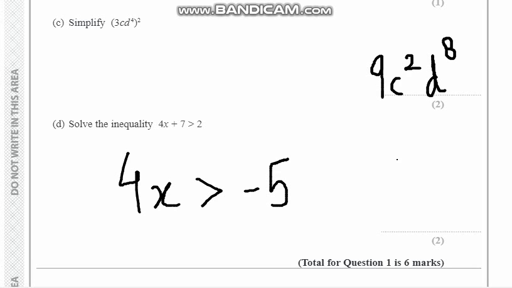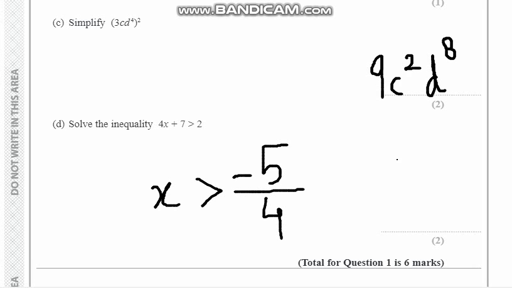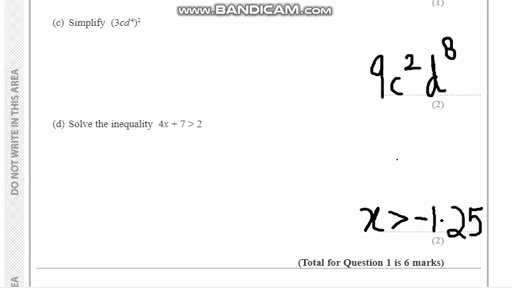Now to find the x value, we divide by 4 on both sides. That gives us x is greater than minus 5 upon 4, and I'll write it in decimal form. So the answer is x greater than minus 1.25, and that's how you score your 6 marks.